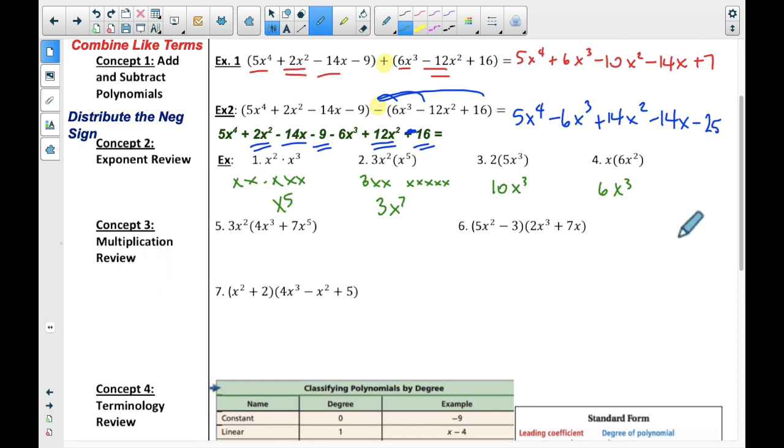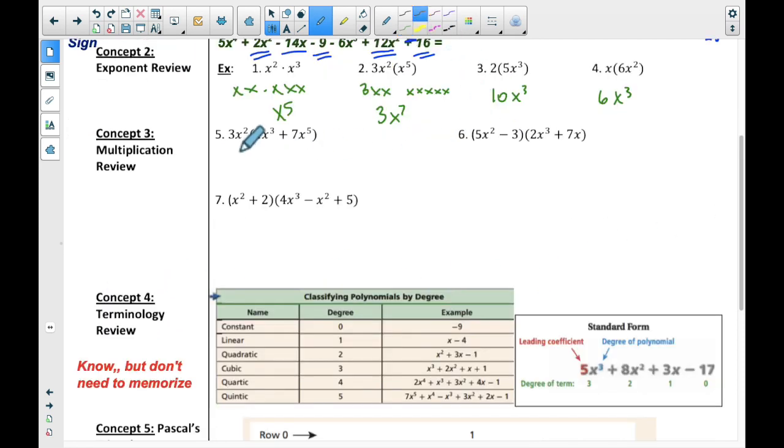So our next thing is on multiplication. And we did multiplication last unit, so we know how to multiply. We just have to distribute this. This is going to be 12x to the, there's 2 here and there's 3 here. If I wrote them all out, that would be 5.